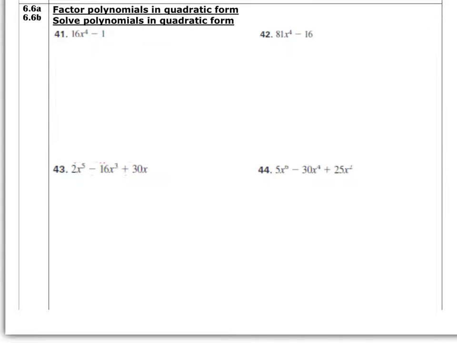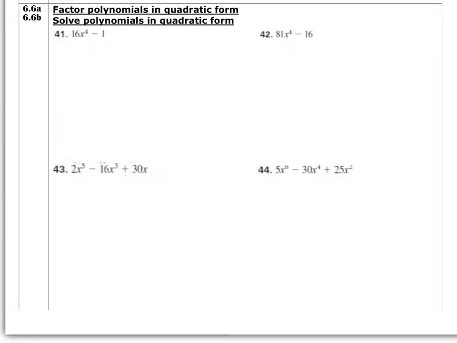6.6a and b is going to have us factor polynomials in quadratic form or solve them in quadratic form. You're going to notice these 4 problems, none of them say equal to 0. That means we are not going to solve. All we have to do is factor. If this had said equal to 0, then we would have to factor and solve. So we're just doing the first step on all of these.